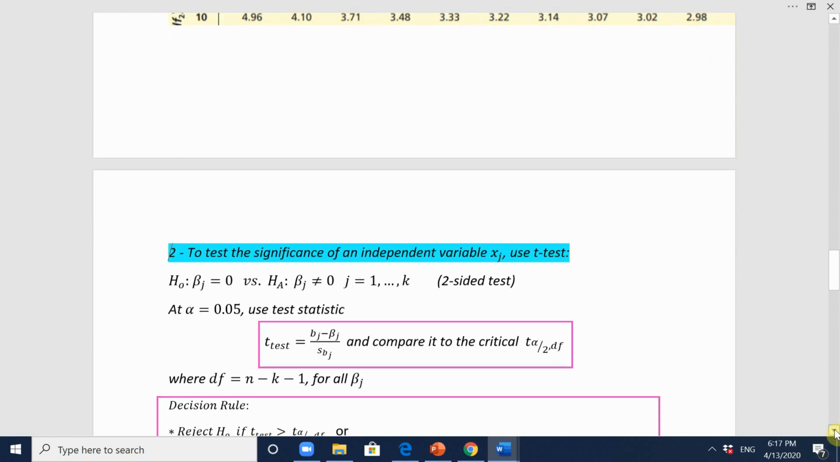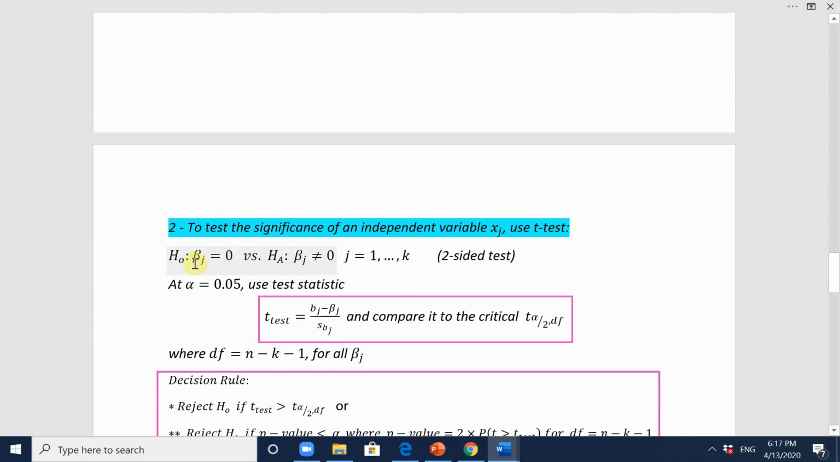So let's just go here. The idea is that my null hypothesis states once again that for the independent variable that I am interested in testing out here, I will look at its slope. So I say here beta of j is equal to 0. In other words, there is no relationship between y and x of j. That's what it's stating pretty much. Versus the alternative is saying that beta j is different than 0. So the way it is set up is that I have a two-sided test.